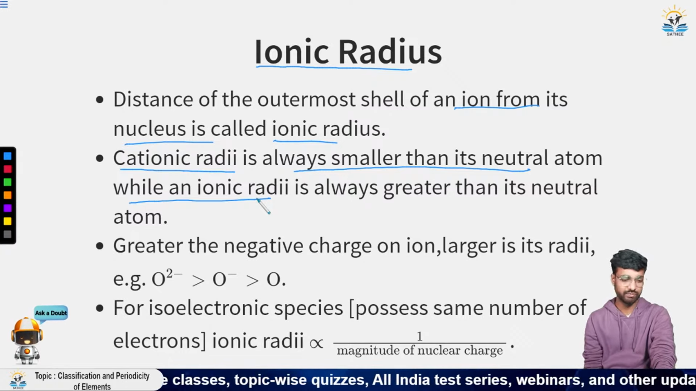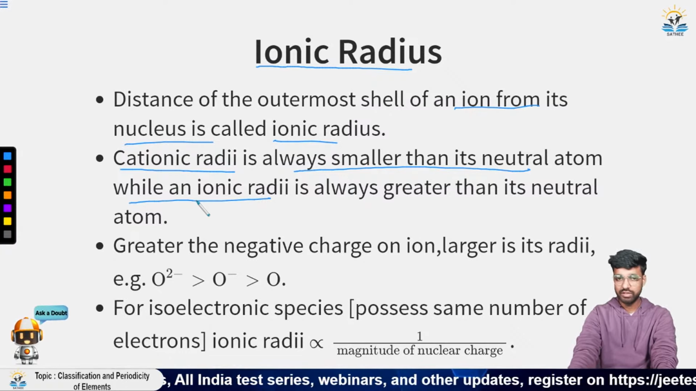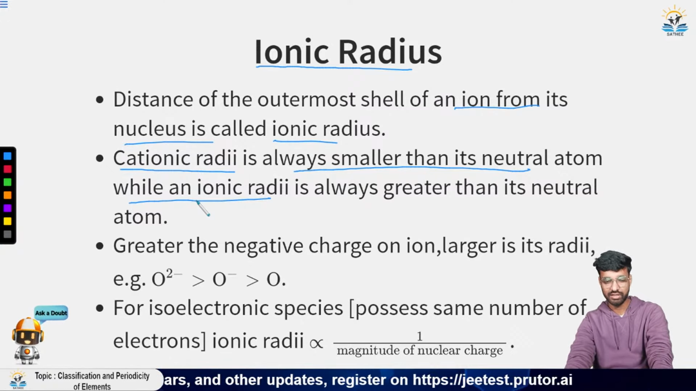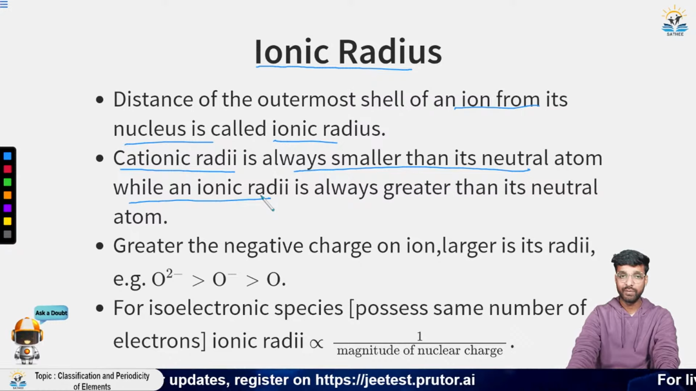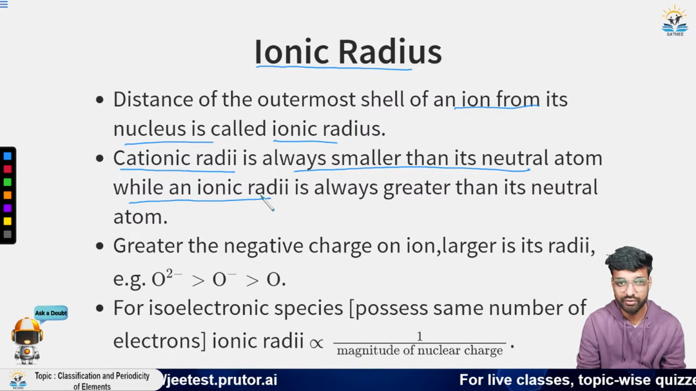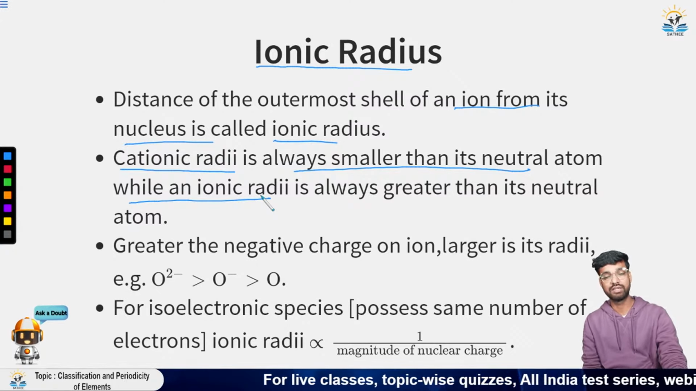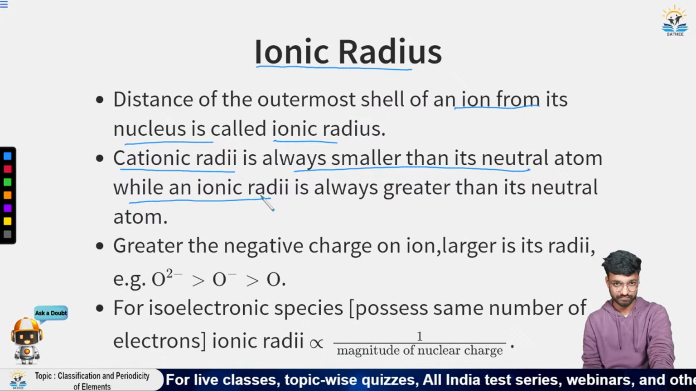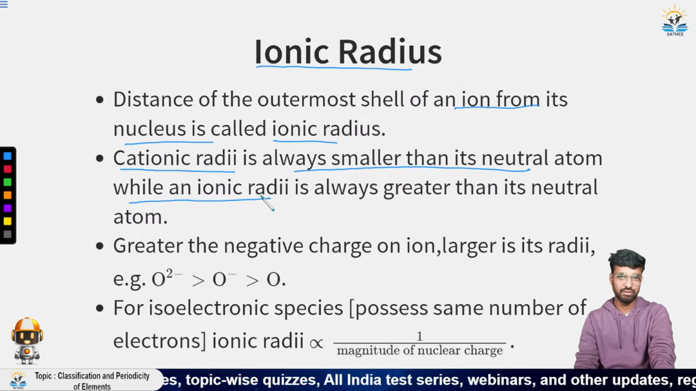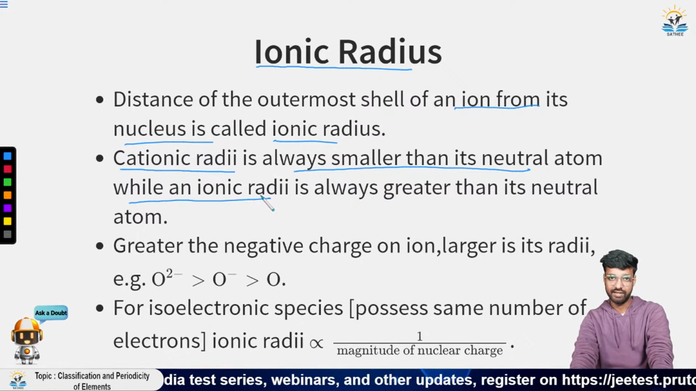So what is the logic behind this? Say we have an element, okay. Now it loses some electrons. After it loses electrons, there is a greater number of protons present. Due to this greater number of protons and the fewer number of electrons, they will experience a greater charge, or a greater electrostatic force of attraction. So due to this reason the cation contracts, and it has a smaller size than the neutral atom.